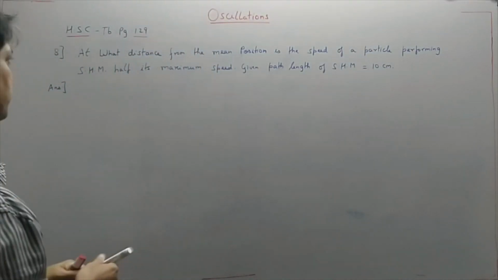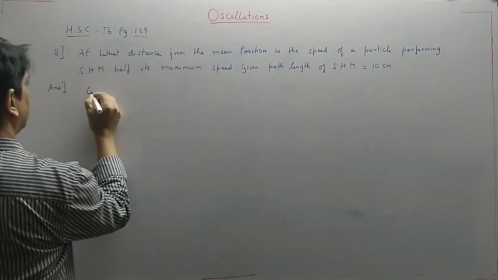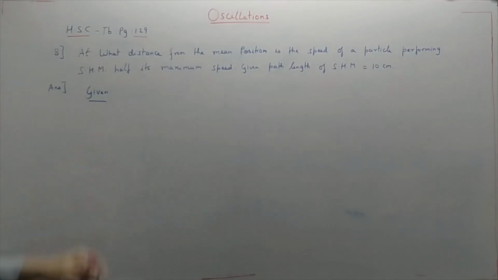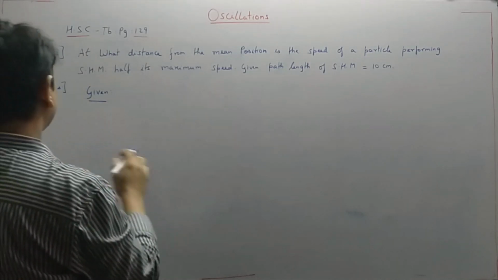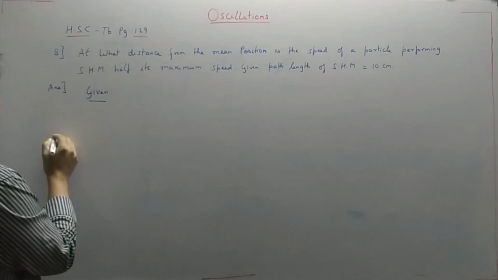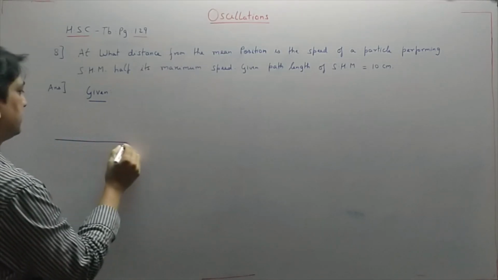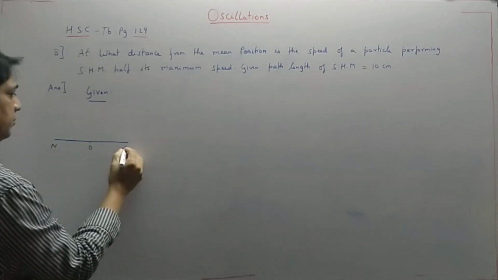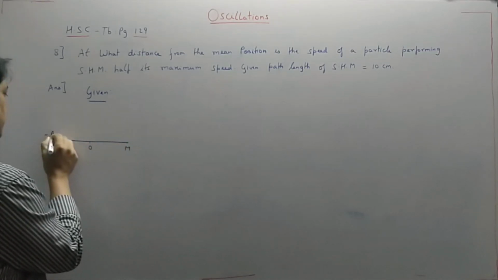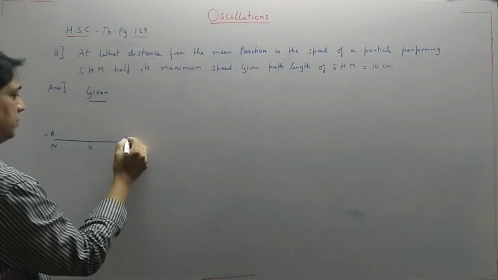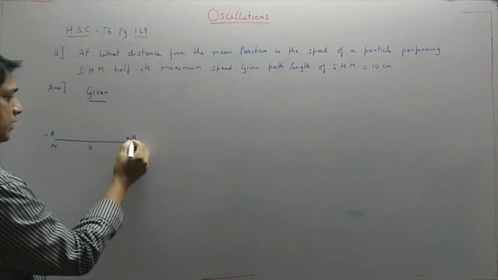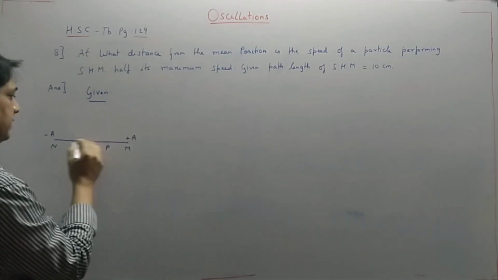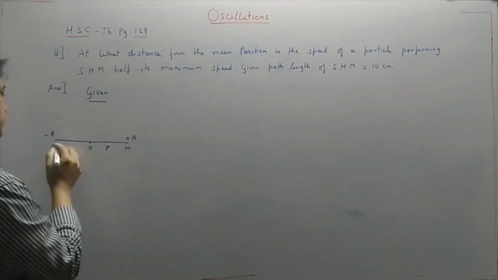So what is given to you is, always we write given. The path length is basically the distance between the 2 points. Suppose for example this is the mean position, and N and M are the extreme positions. We are having minus A as the amplitude on the left hand side and plus A as the amplitude on the right hand side. Displacement of the particle is given by x from its mean position.